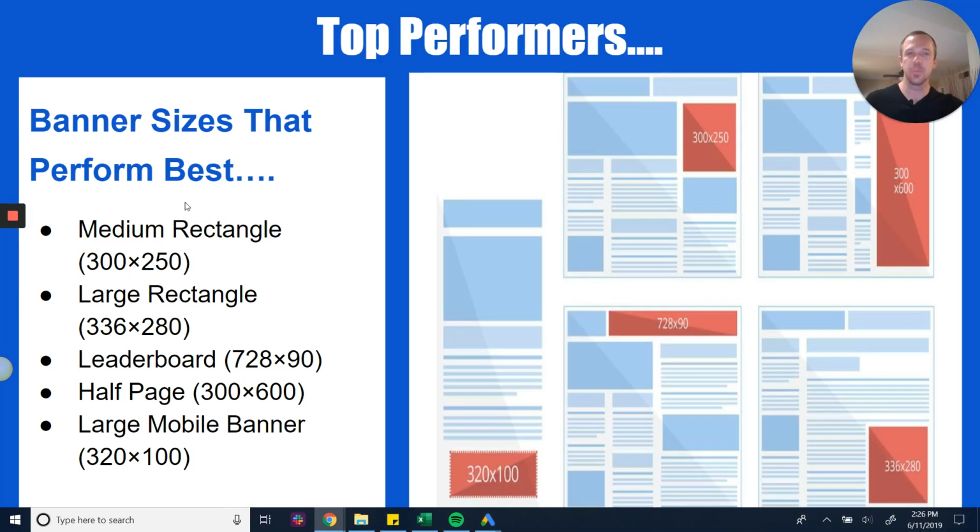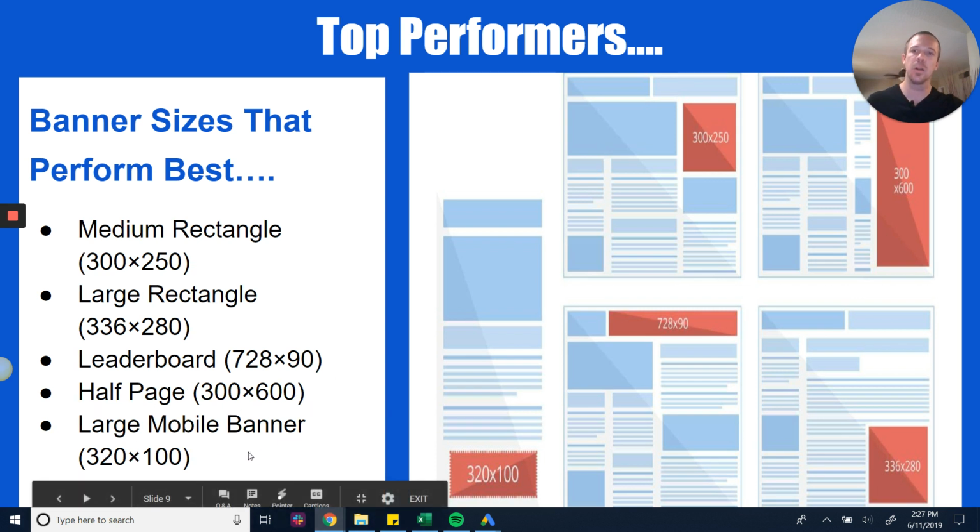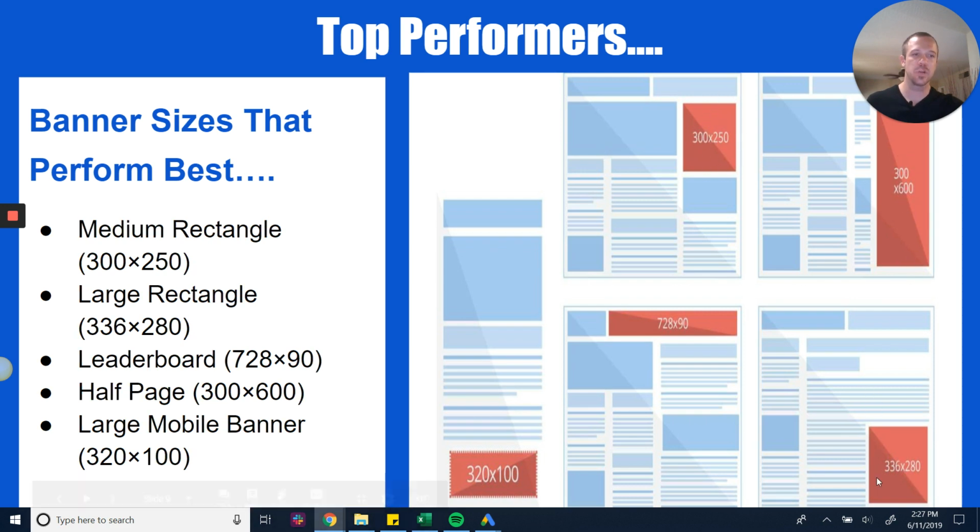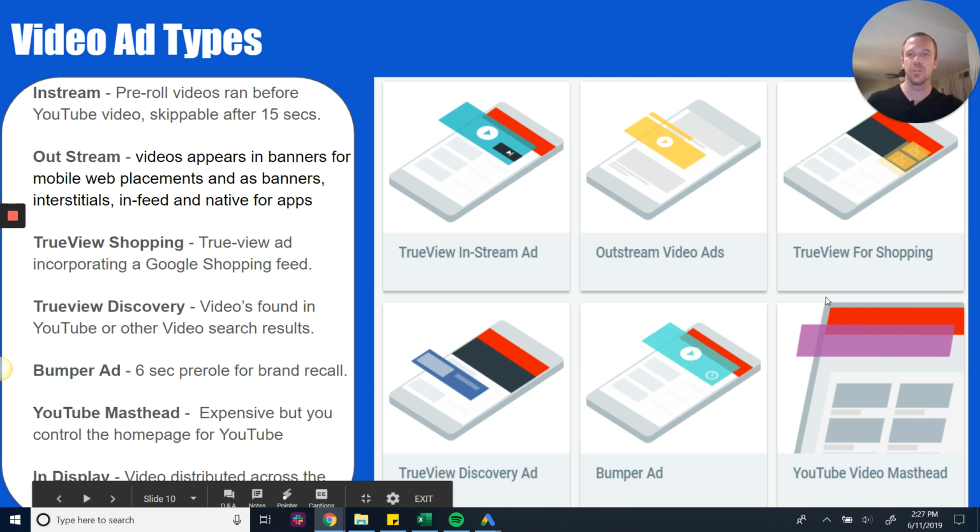But banner sizes that perform the best are medium rectangle 300 by 250, large rectangle 336 by 280, leaderboard 728 by 90, the half page 300 by 600, and the mobile banner 320 by 100. And this is the orientation of how they look on the web pages whenever they show up. You've got your top banner, shows up at the top. The mobile banner shows down here at the bottom. The medium rectangle is going to be over there on the right-hand side. You have your skyscraper that's going to be on the bottom or on the sides, right?